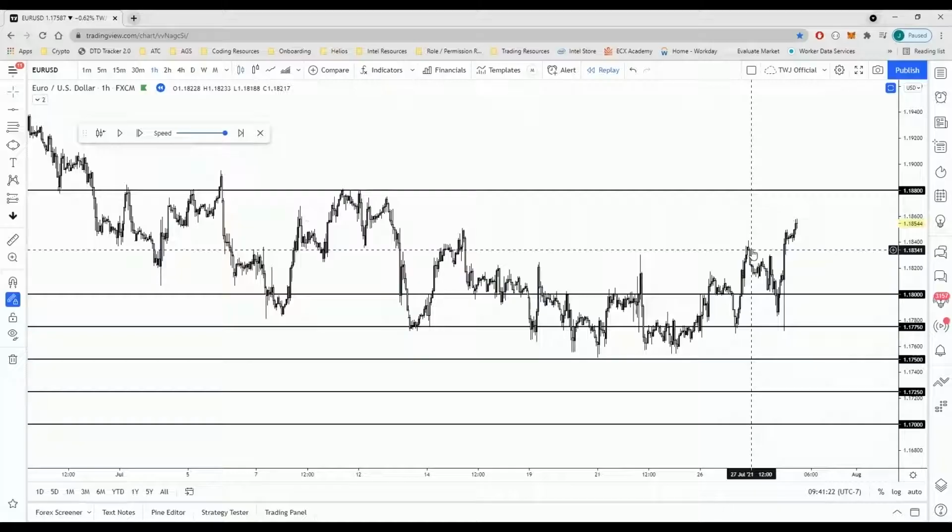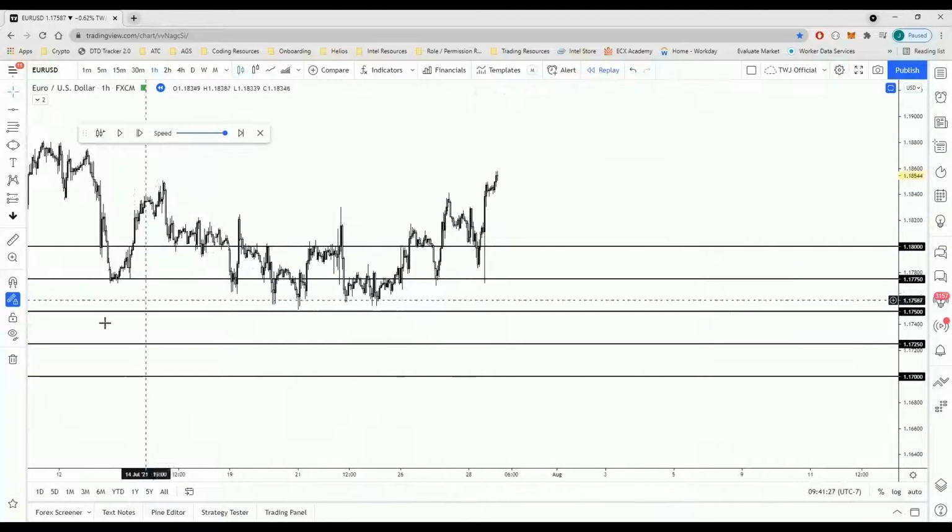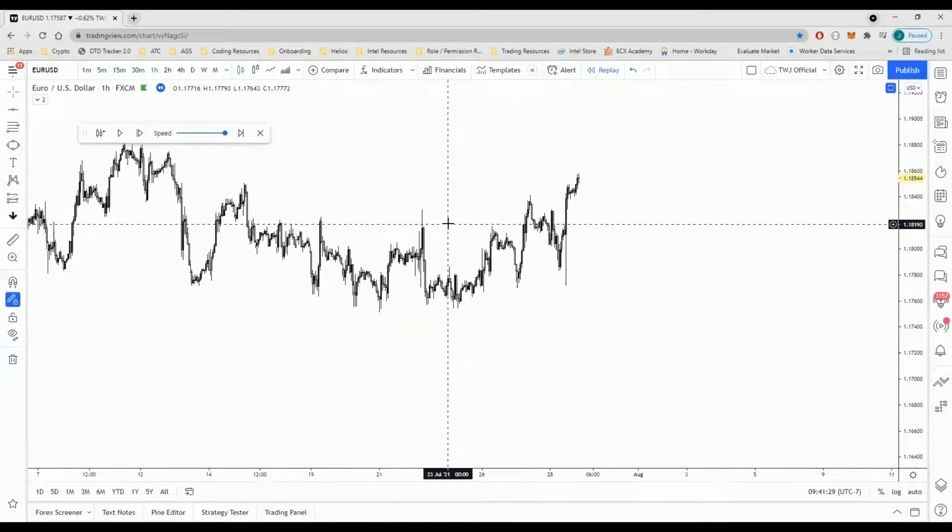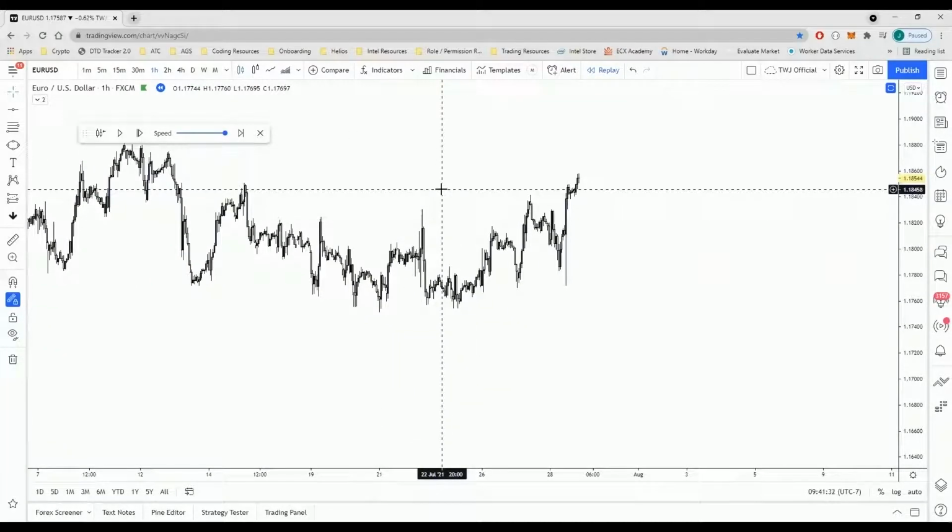So psychological levels, guys, are realistically anything ending in the hundreds, even the 50s or the quarter points, and that will really help you out. But I stress to you guys to go ahead and backtest this so you can see it for yourself.